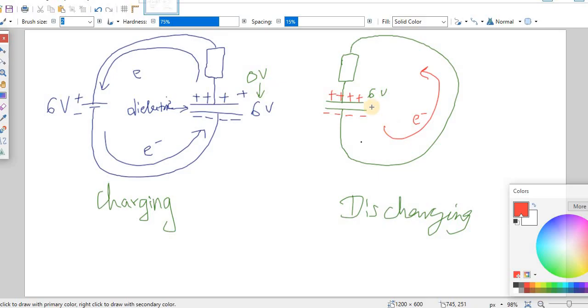Electrons will flow like this, and again, in the beginning there will be a large current, the highest current, and then it will decrease with time. Why? Same as before. In the beginning you have the highest current, and with time the current decreases because there is repulsion. Now over here also a similar thing happens.